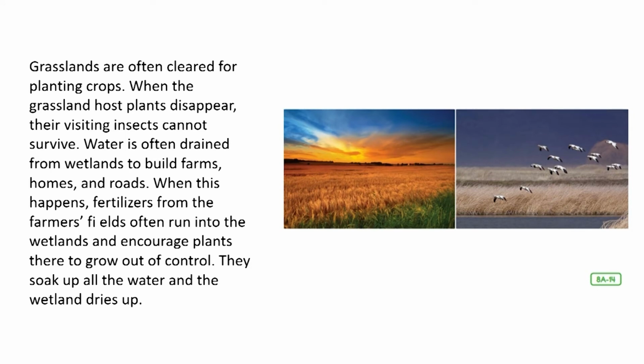Grasslands are often cleared for planting crops. When the grassland host plants disappear, their visiting insects cannot survive. Water is often drained from the wetlands to build farms, homes, and roads. When this happens, fertilizers from the farm's fields often run into wetlands and encourage plants there to grow out of control. They soak up all the water and the wetland dries up.